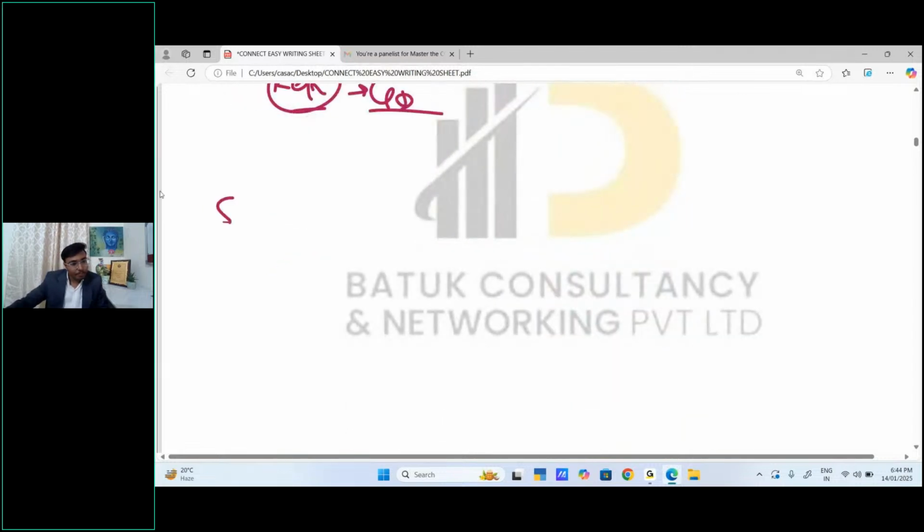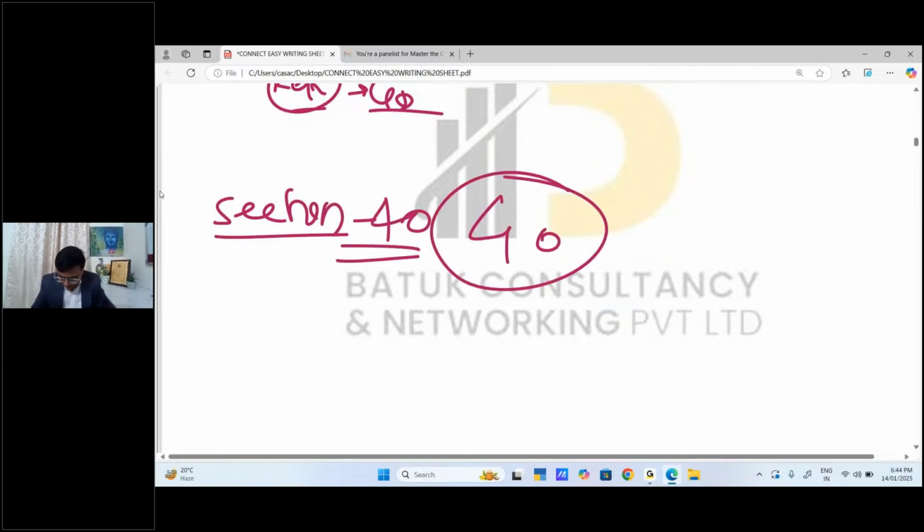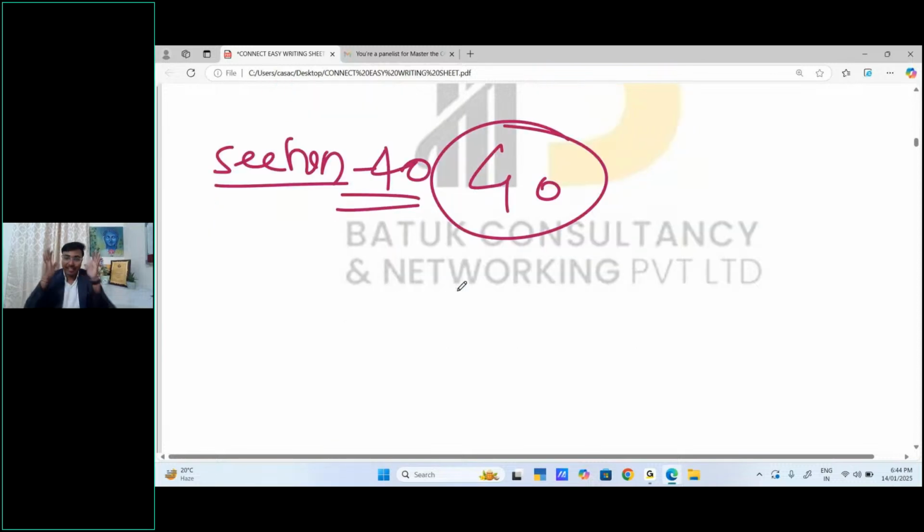Section 40. Just look at the number 4040. I just want to share with you one example, and after the explanation of that example, I am going to share with you the memory technique for this section number 40. 4040.